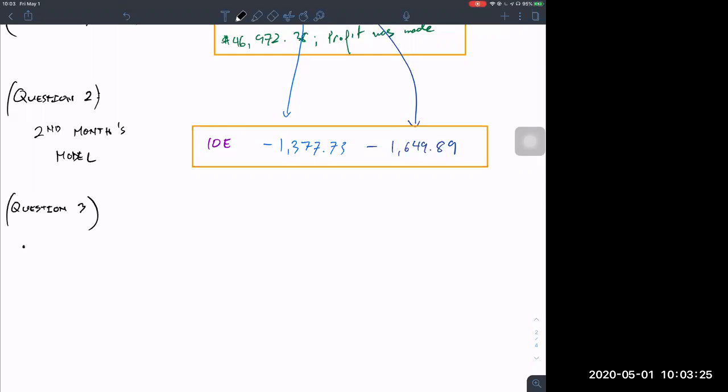So they're asking for the third month's model and any additions to the model. But when you answer that second bullet, you inadvertently answer the first bullet. So these are actually a joint venture.